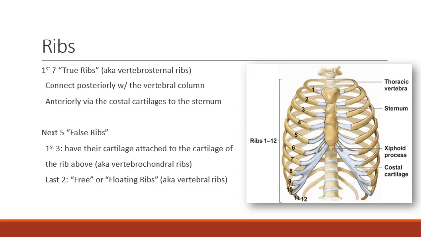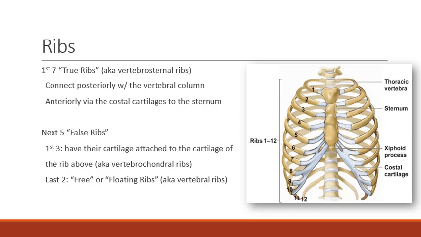Here is a review of the ribs. The first 7 are the so-called true ribs. They connect posteriorly with the vertebral column and anteriorly via the costal cartilages to the sternum. The next 5 are the so-called false ribs. The first 3 have their cartilage attached to the cartilage of the rib above, and the last 2 are the free or floating ribs.